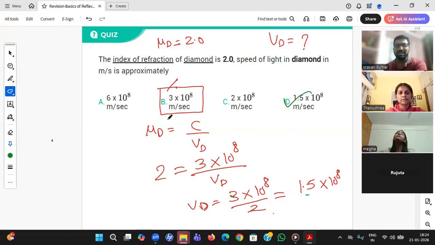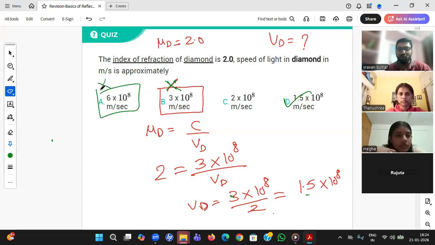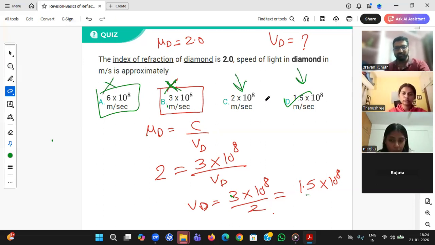Or else in the exam also you can never give these two. If at all you don't have time and you are just attempting the answers, you should not select these two. A logical guess will not give these two answers. Why? Because speed is maximum in vacuum. So in diamond, definitely speed should be less. 3 into 10 power 8, not possible. 6 into 10 power 8, not possible. The answer might be here or here. So that's a logical guess you need to do from these two.